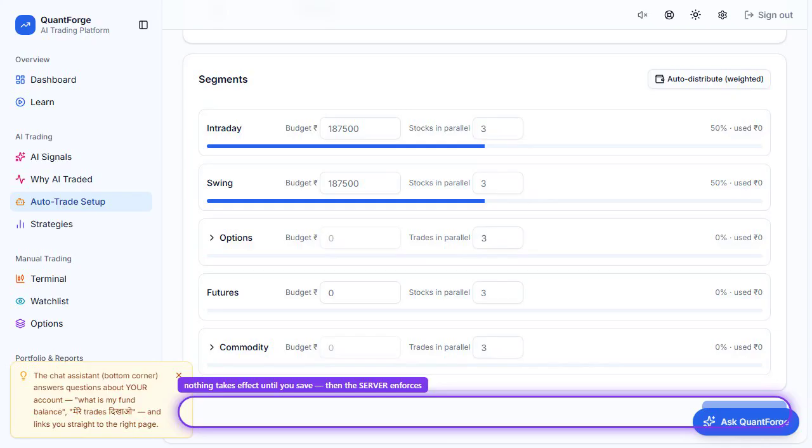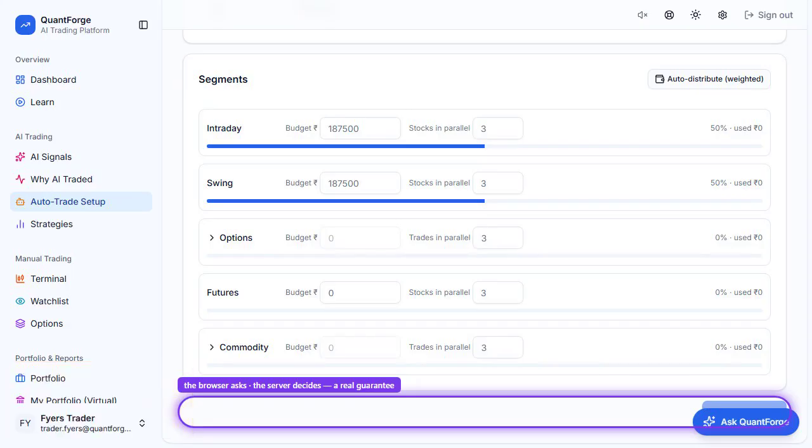So even a bug in the page could not overspend. It could not. The browser only asks, the server decides, and it holds these limits as hard truth. That separation is why a margin cap here is a real safety guarantee, not a hopeful label.